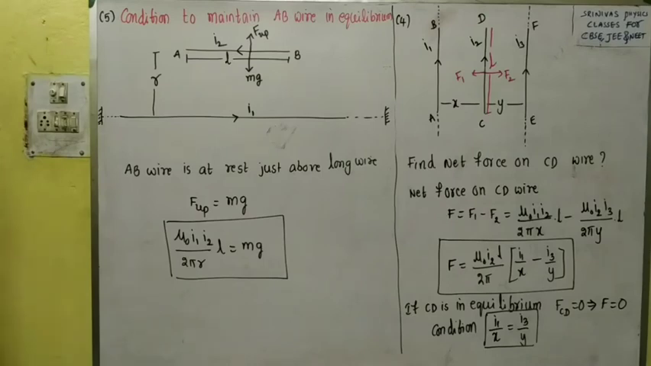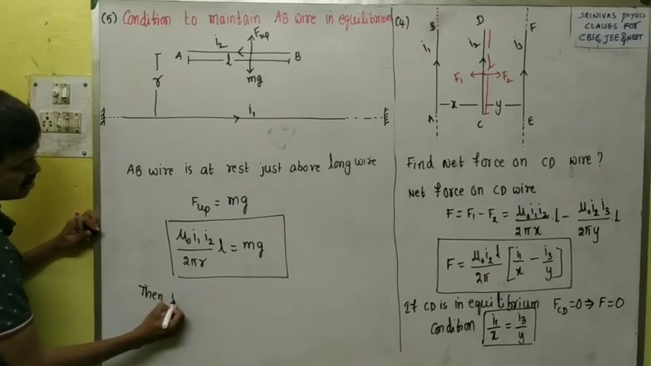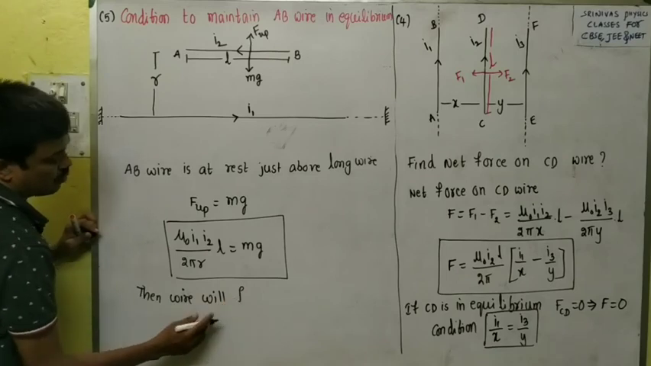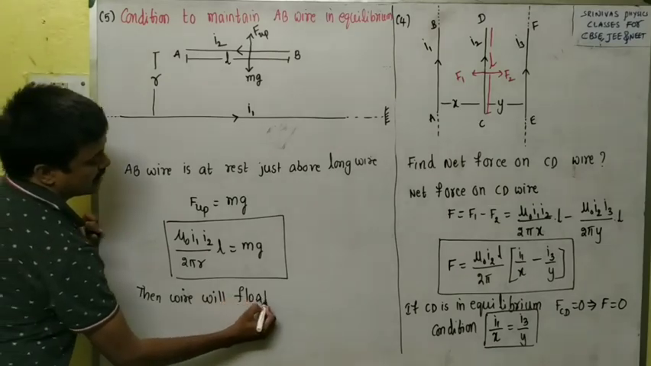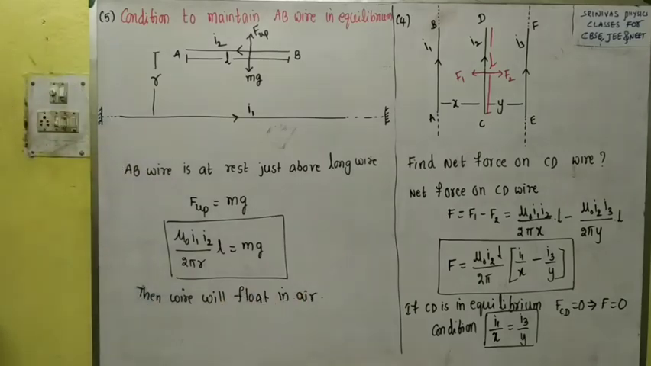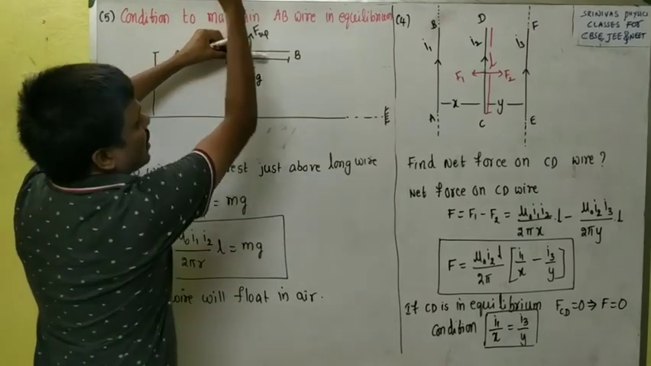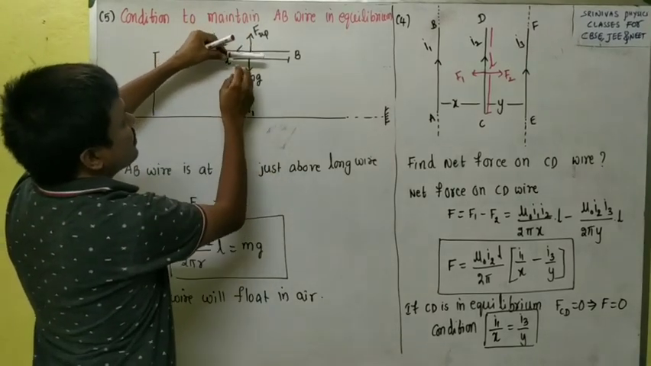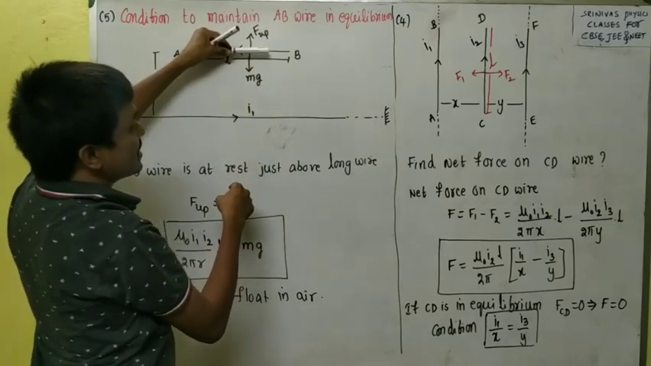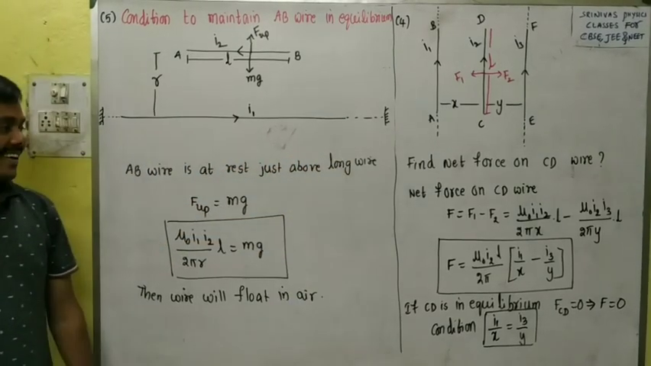Then the wire will float in air. This is the condition to float the AB wire in air, because the repulsion force acts upward and the weight acts downward, and if the repulsion force balances with the weight, it cannot go up and cannot go down, meaning it is at rest in the air just above this long wire. Okay, note the points.